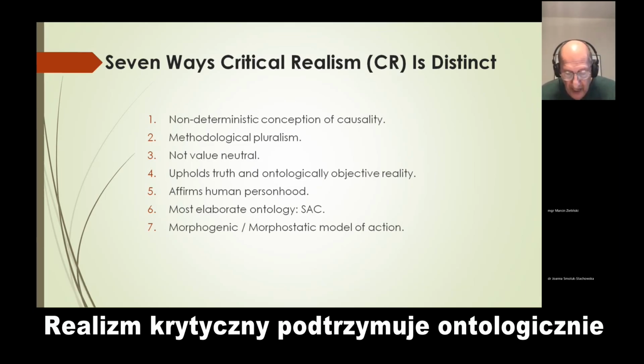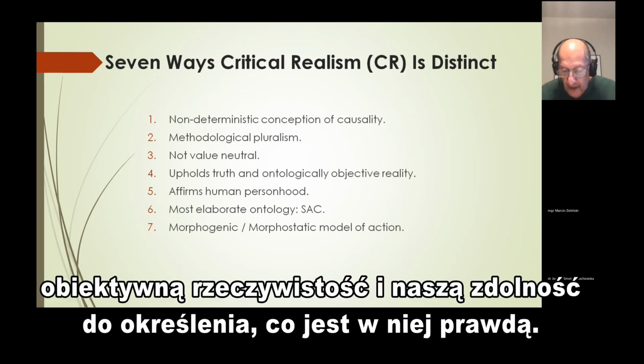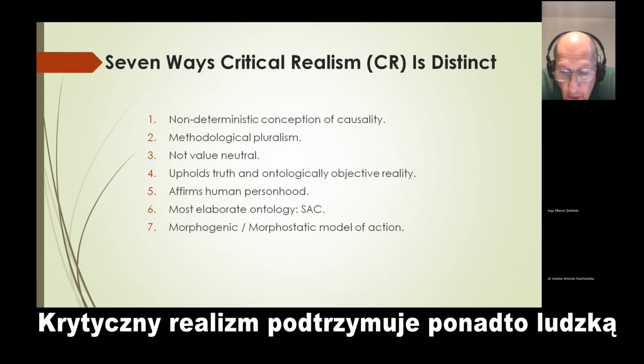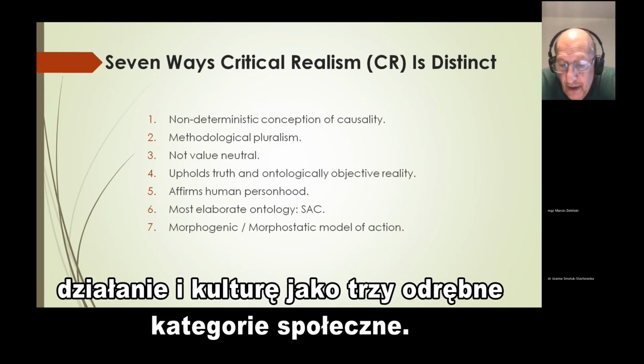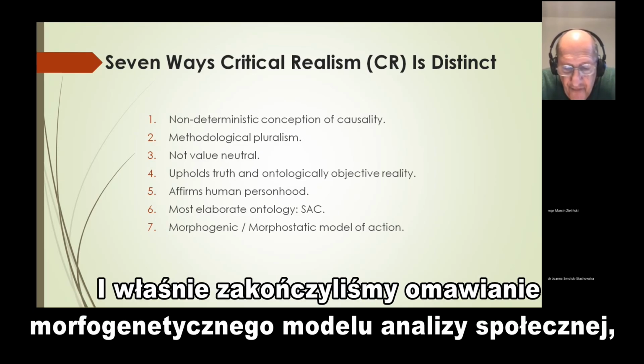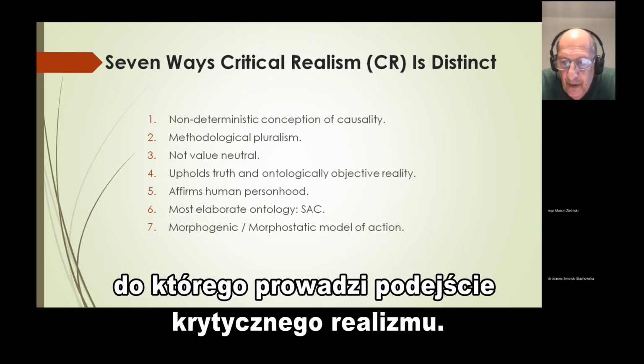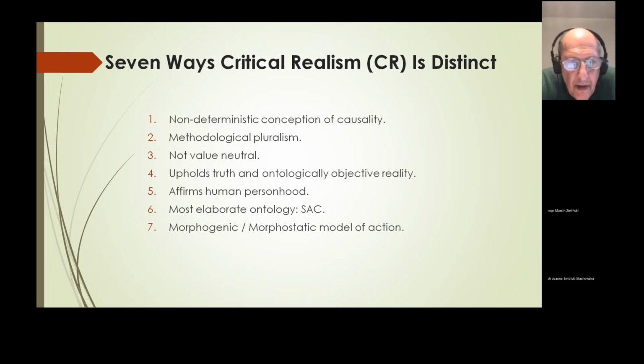Critical realism upholds an ontologically objective reality and our ability to determine what is true about it. Critical realism further upholds human personhood and a non-reductive ontology that encompasses structure, action, and culture as 3 distinct social categories. And we just finished with the morphogenetic model of social analysis to which the critical realist approach leads. Next slide.